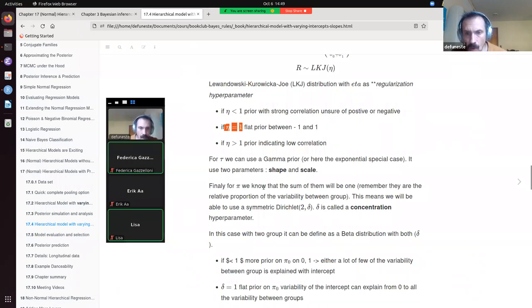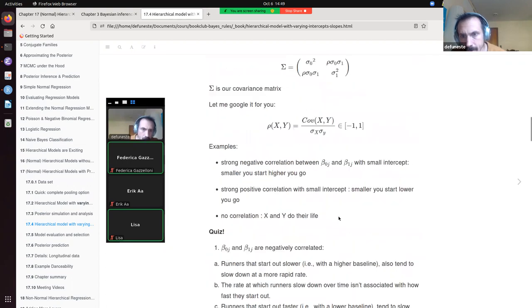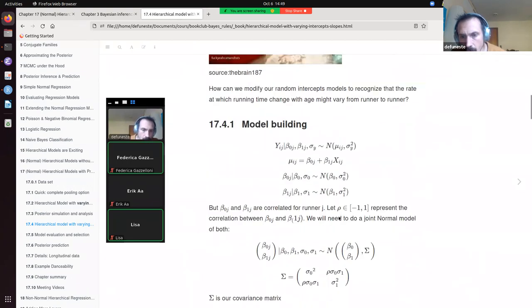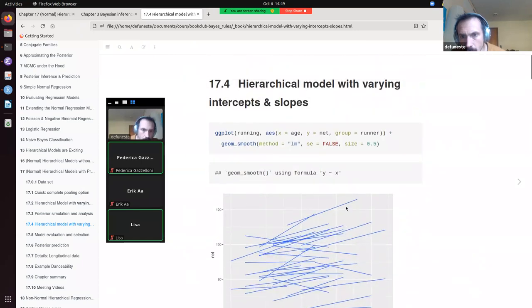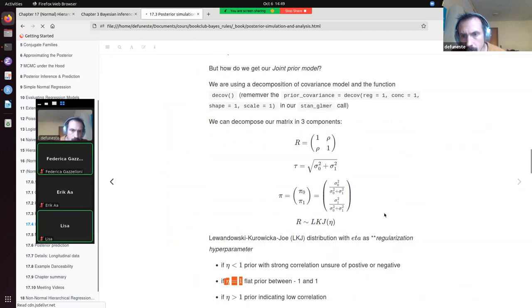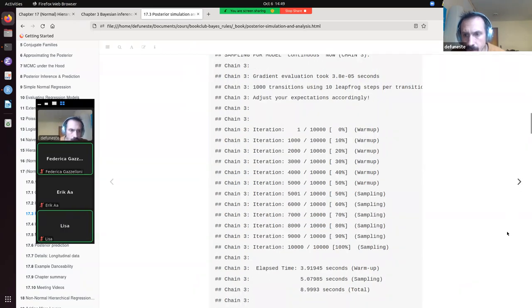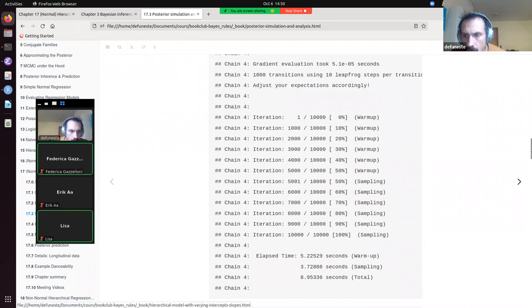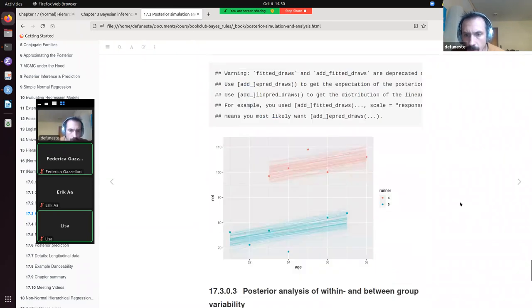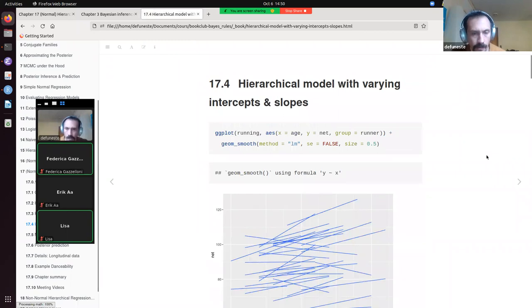For P, we know that the sum of these two parameters is equal to one. Like if we remember, because it's a ratio of the two terms. So here, you remember, this is the same. And we know, by definition, by construction, they sum to one. This is the variation between and the variation within.